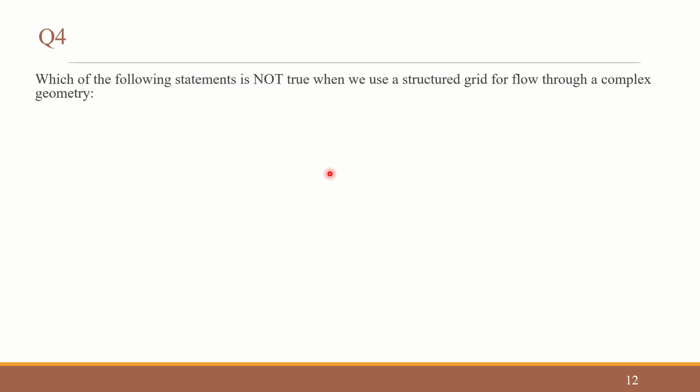So we'll now see question 4. In question 4, what is given? Which of the following statements is not true when we use a structured grid for flow through complex geometry? Options are, first one, body fitted grids can be used only in two dimensions.